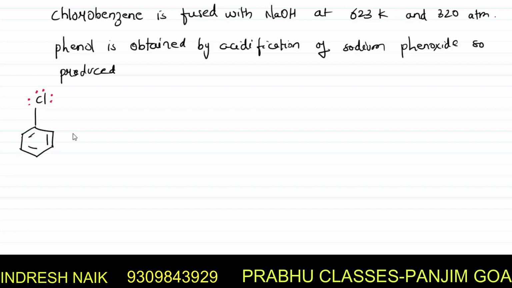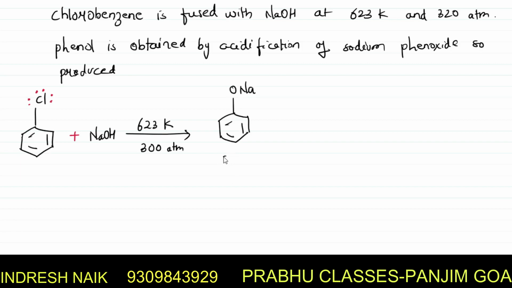So we require a very high temperature. I want to add NaOH over here, but this substitution is not going to happen at an ordinary temperature. So you require a temperature of 623 Kelvin and a pressure of 300 atmosphere, which is 300 times more, very high pressure. In that case only you can break the bond, and what you get at this step is ONa. This is called sodium phenoxide.